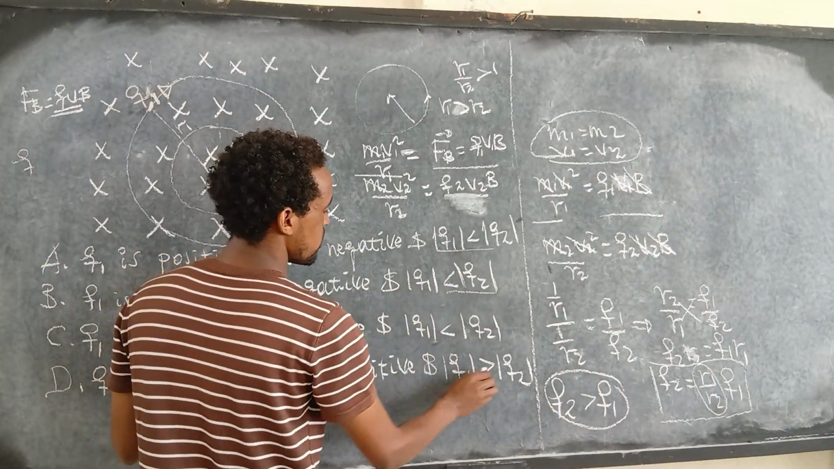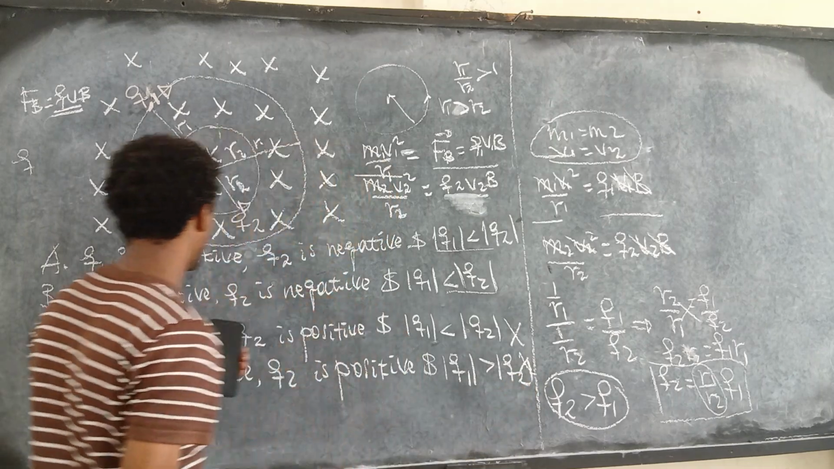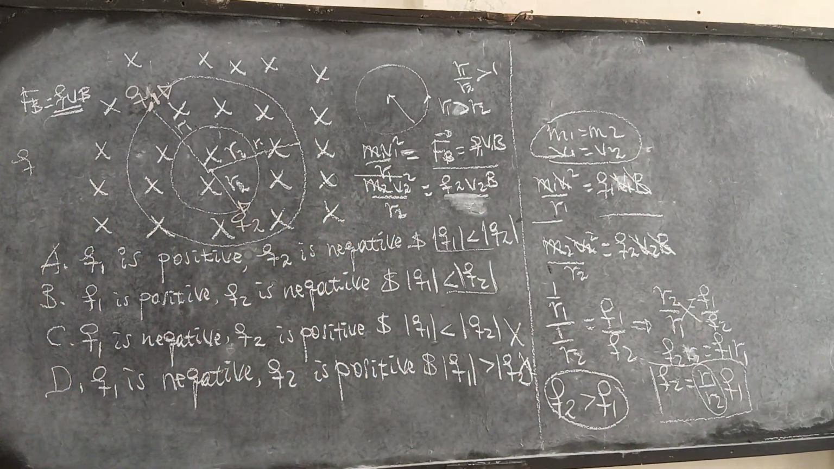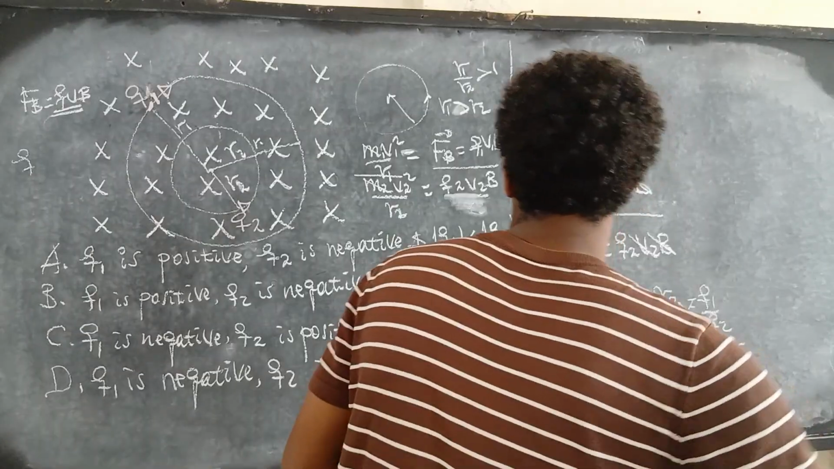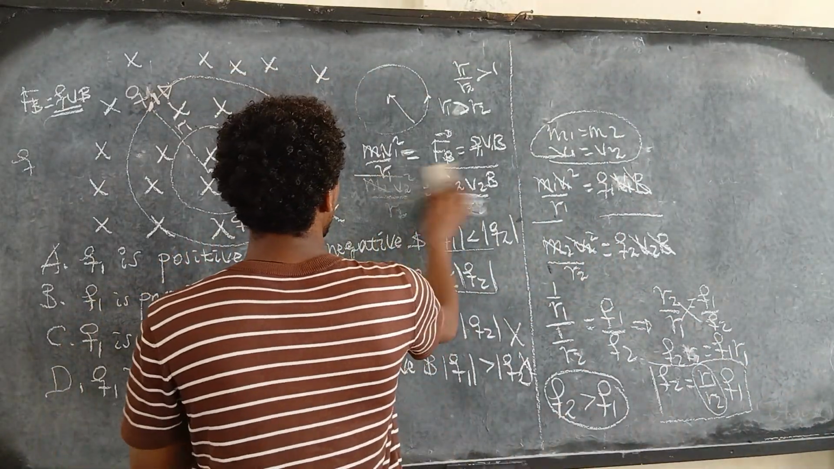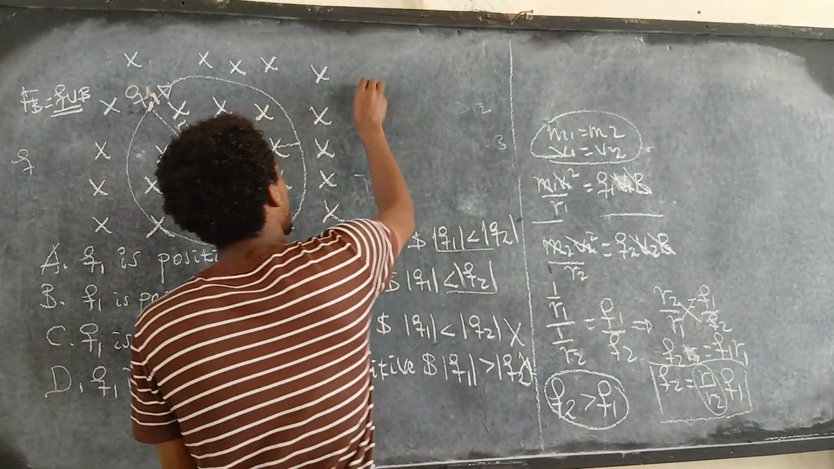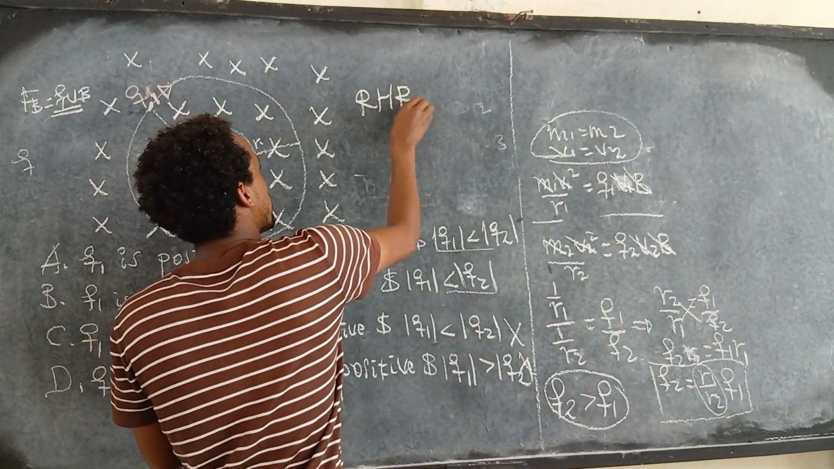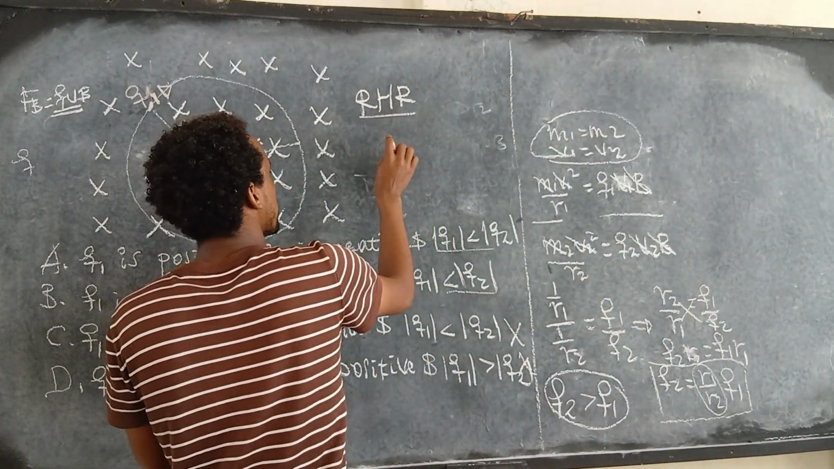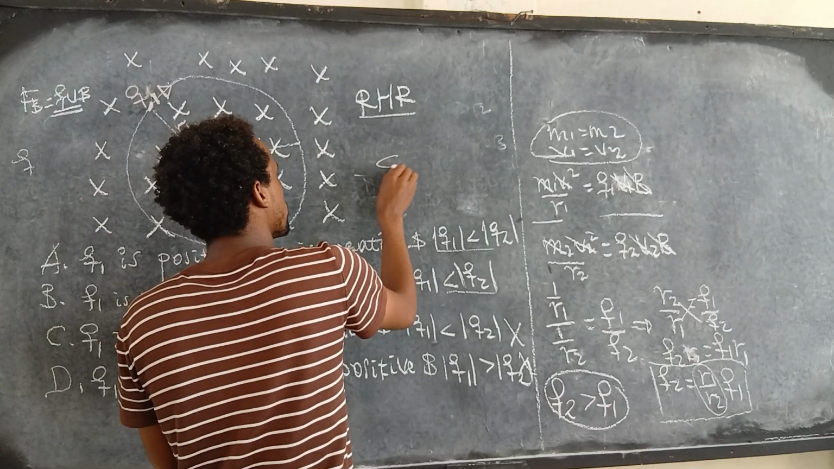Either this or this is the answer. This and this cannot be the answer. Now let's determine the sign. To determine the sign, we use the right-hand rule. Every time we use the right-hand rule, we will draw this one.